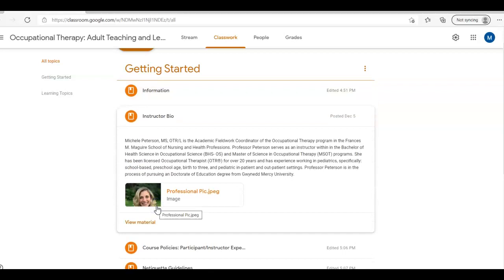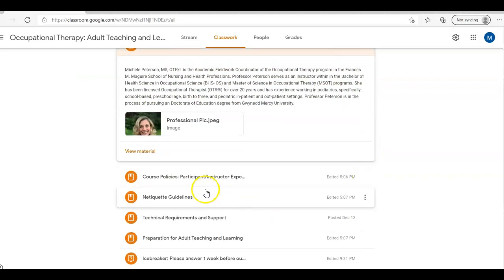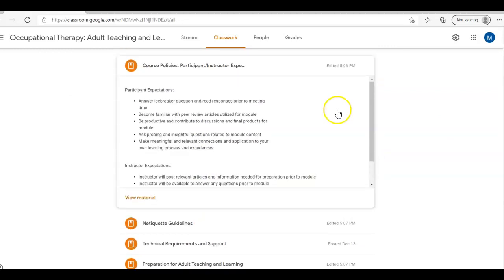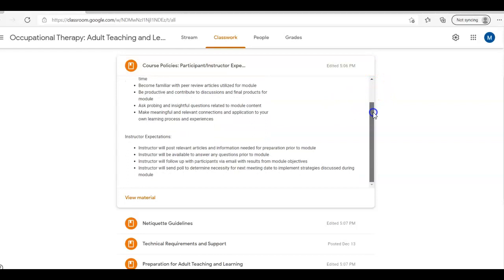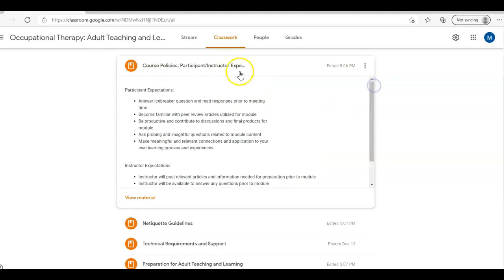Here's the instructor bio. So it's a little bit more about me. If you have any further questions, please let me know. Then there are course policies, participant expectations, as well as instructor expectations. I am expecting you to be productive, contribute to our discussions, and contribute to our time together. I'm asking you to ask insightful questions related to the module content and make meaningful and relevant connections and applications to your own learning process and experiences.